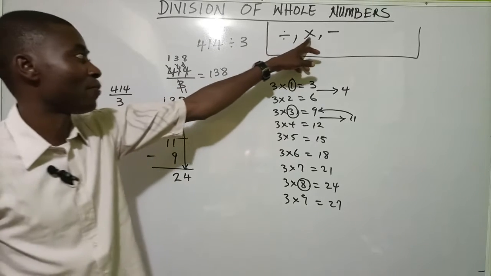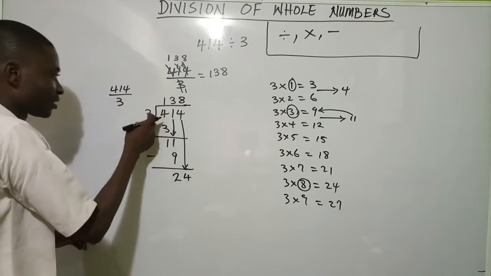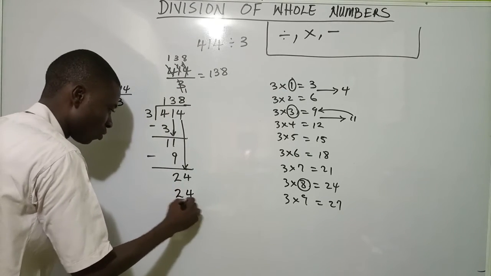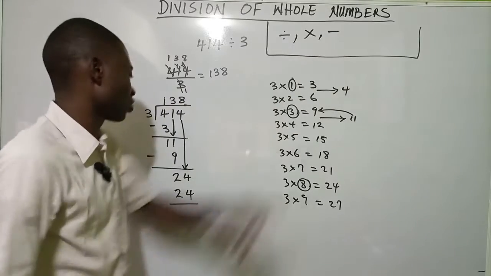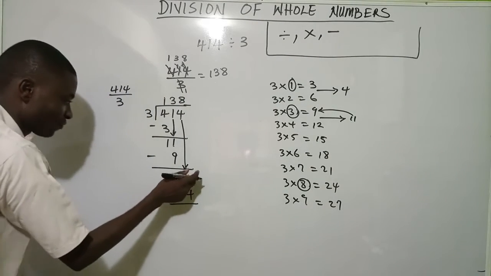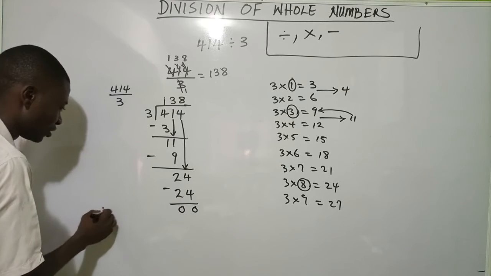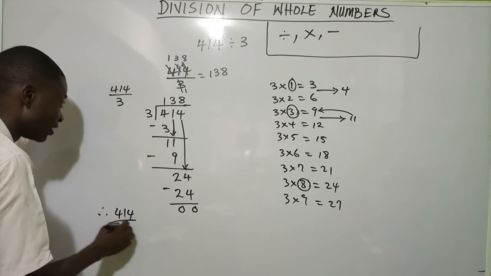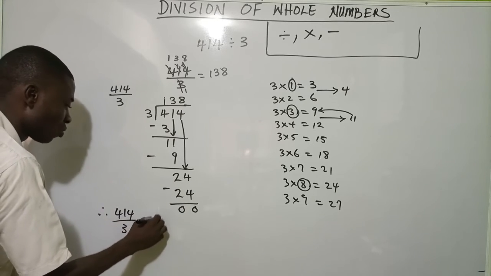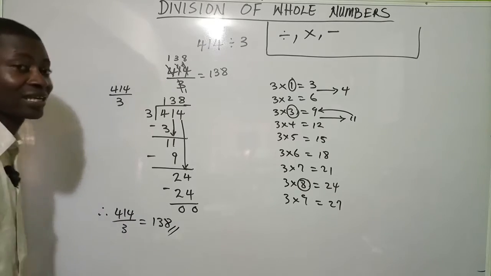So what is the next step? We multiply. 8 times 3 is 24. So what is the next step? We subtract. 4 minus 4 is 0. 2 minus 2 is 0. So therefore, 414 divided by 3 is equal to 138. That is it. Very simple.